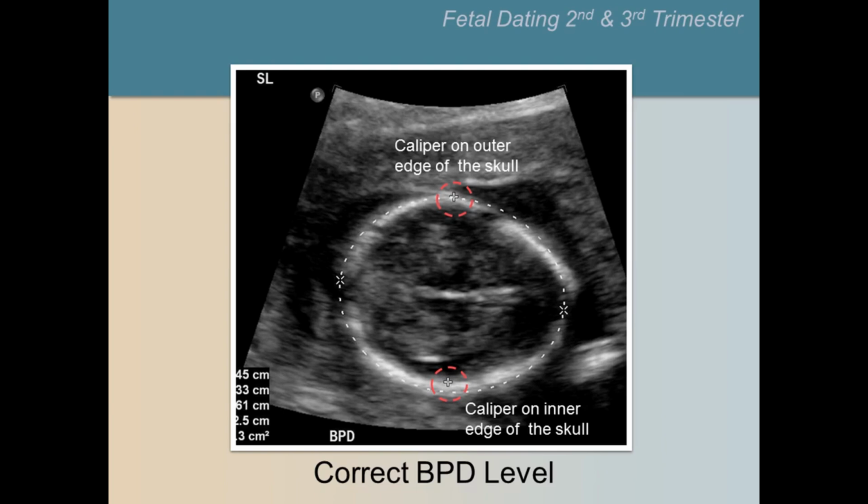The dashed circle on the outside of the head measures the circumference, which we will talk about next. It is okay to have both of these measurements on the same image. The guidelines for an ideal image are the same to measure both the BPD and head circumference.